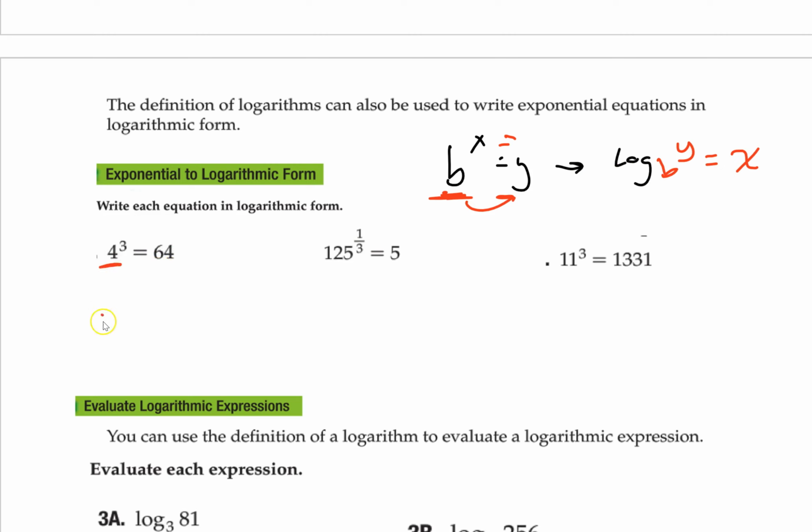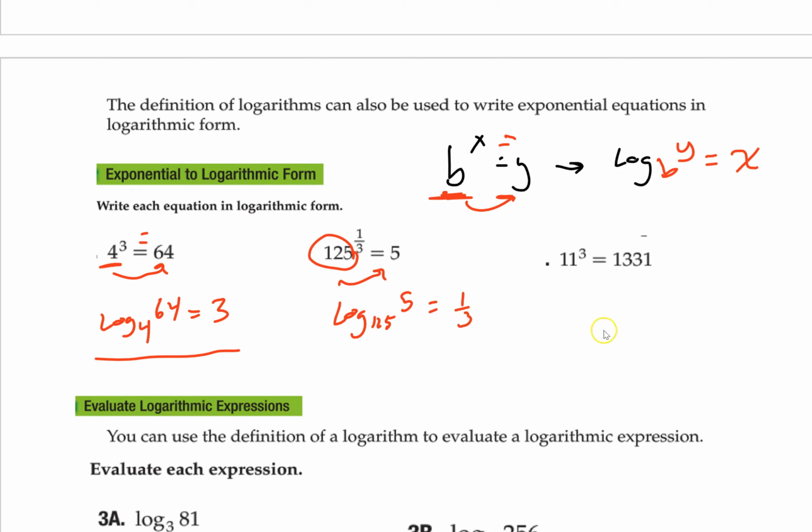Find the base upon this one. Here's my base. So I'm going to write log base 4, a little smaller, of 64 equals 3. So that's how you write it in log form. It's just find the base, base to the answer equals exponential. Same thing here. Find my base, which is 125. Log base 125 of 5 equals 1/3. And finally one right here, 11 is my base. So log base 11 of 1331 equals 3.